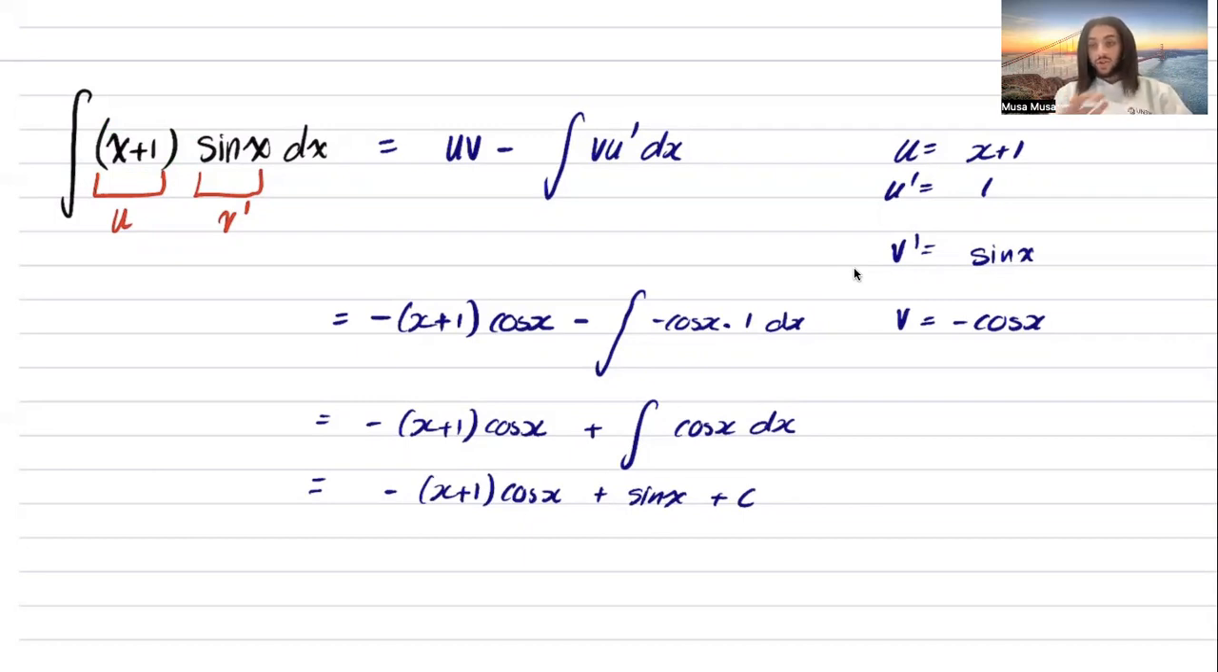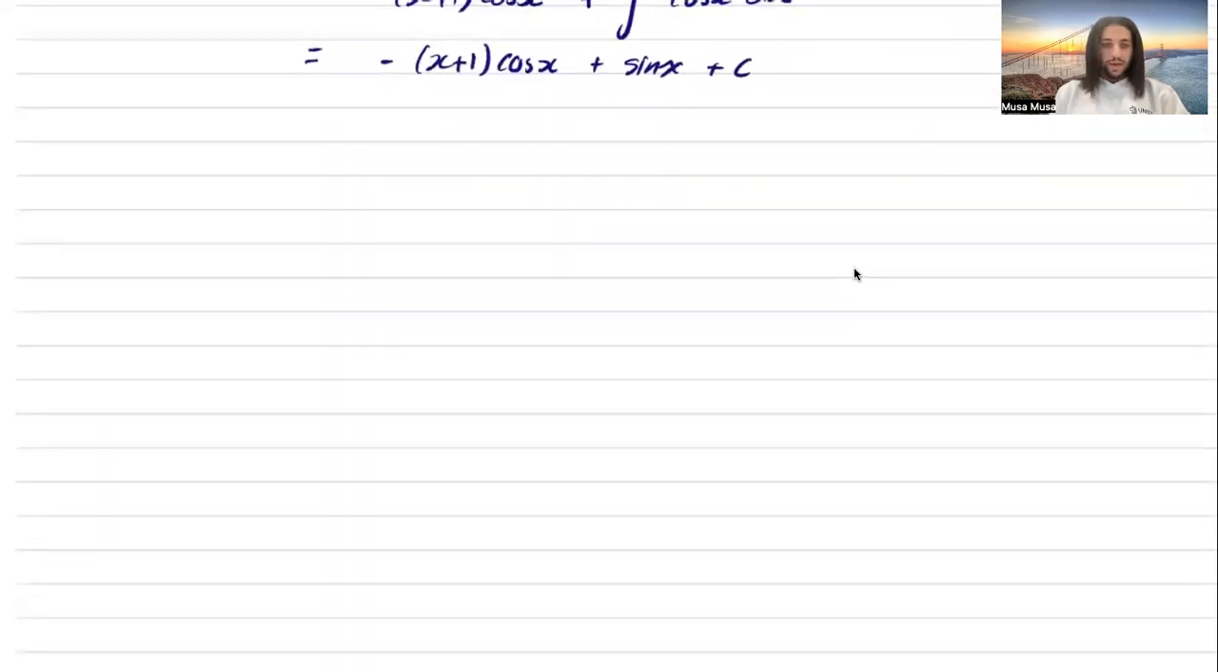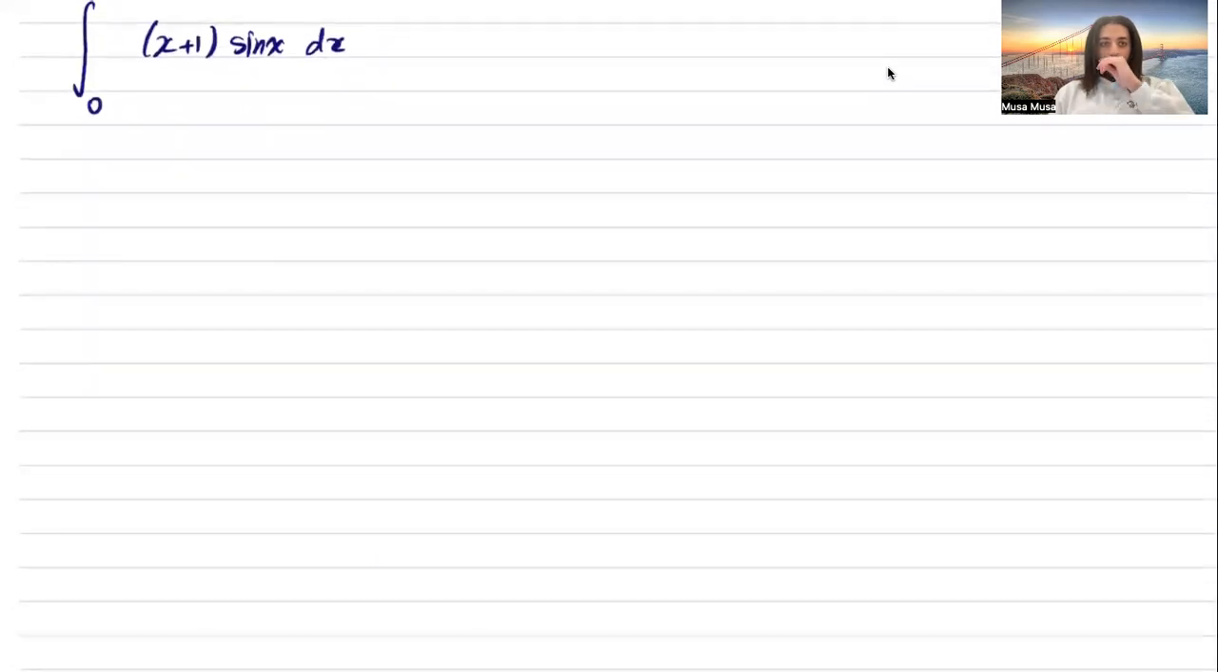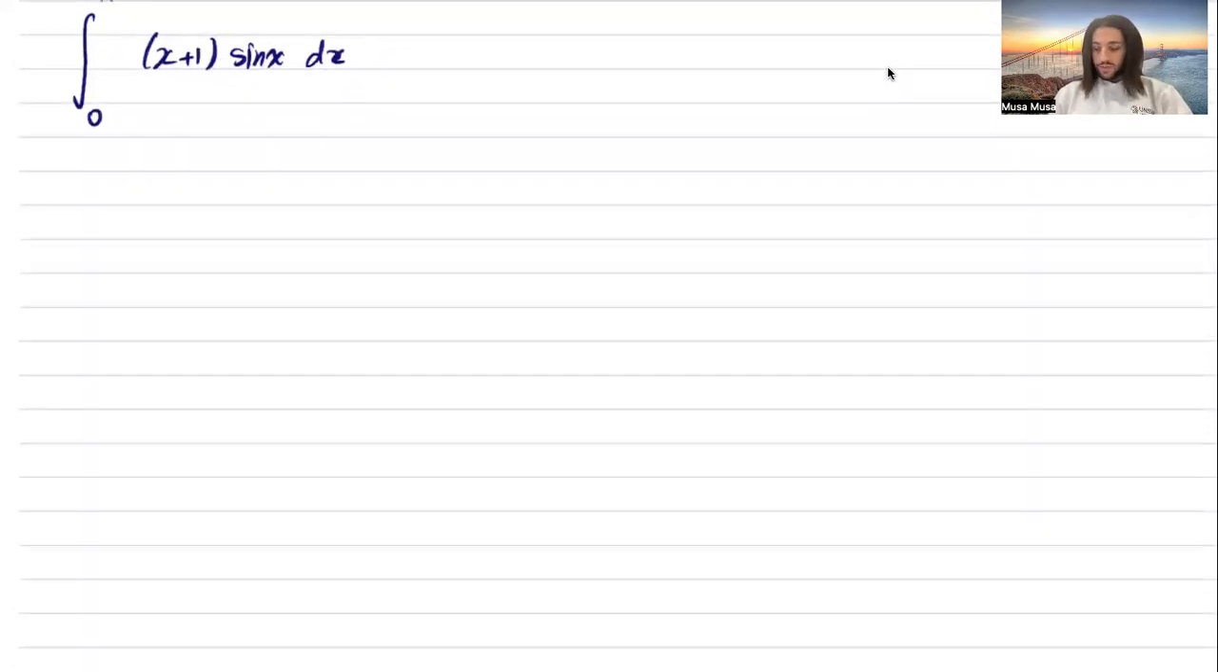But these polynomials eventually just turn to constants, and then you no longer have a product of two functions. You just have a constant times some function. Okay, actually, I'm not going to bother doing it. How about if we had the exact same question, but with limits? So the integral from 0 to pi of x plus 1 sine x dx. How do we deal with limits in our integration by parts?